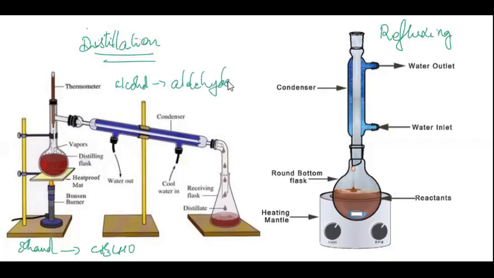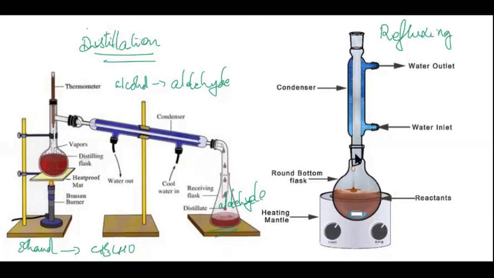Why? Because the product which is formed is immediately distilled out and collected in another container. So distillation helps us in collecting aldehyde from alcohol through oxidation with a reagent like acidified potassium dichromate. Now, what happens in refluxing?